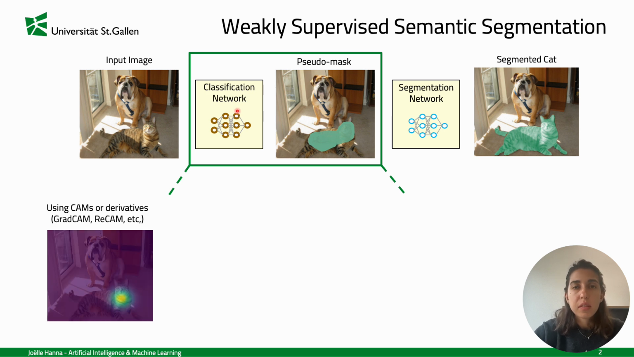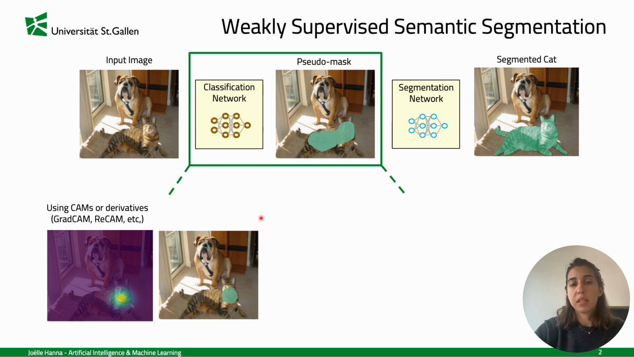There are different methods that already do this. The most famous ones or the most used ones are CAM based or some other derivatives, so GradCAM, ReCAM, etc. The problem with those methods is that they usually only highlight the most discriminative part of an image. Here, as you can see, it's only the head of the cat that is highlighted. So if we were to threshold this to use it as a pseudo-segmentation mask, we will end up with something that looks pretty poor and not very well defined.